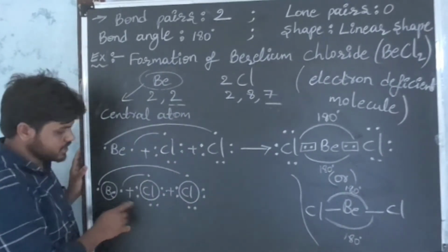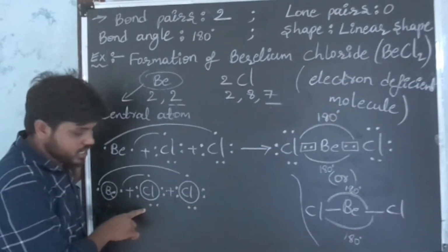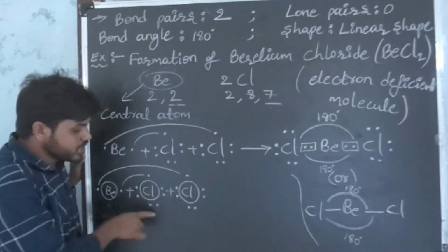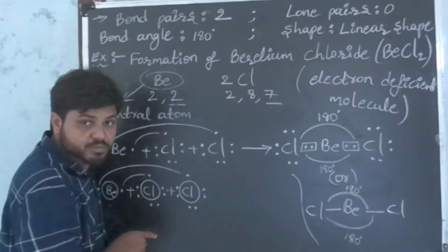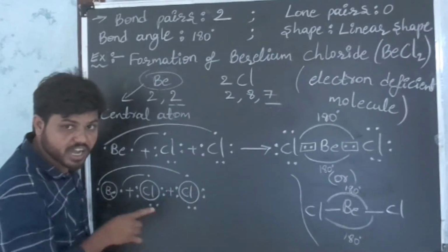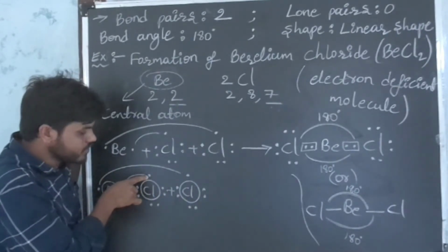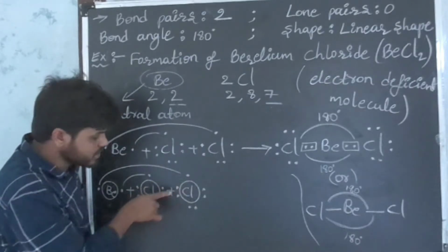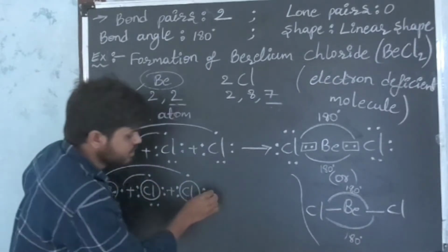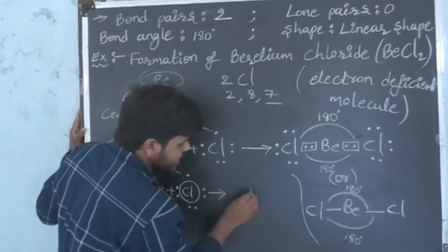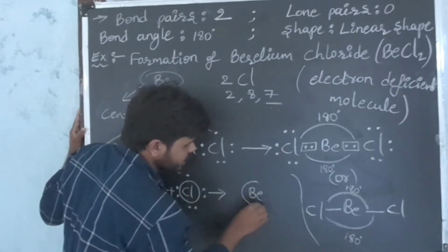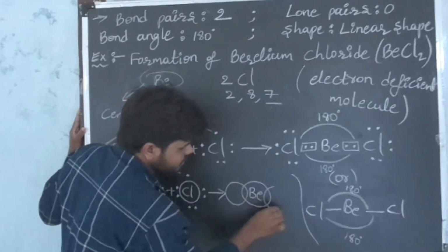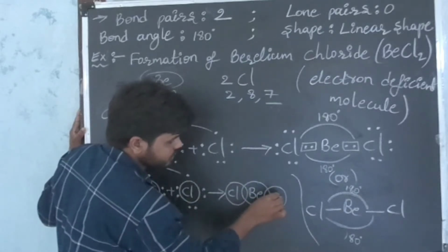Two bond electrons are there. Now, in each chlorine atom, 1 bond electron and 6 unbonded electrons are there. Unbonded electrons means the electrons which are not participating in chemical change. Finally, we get beryllium as the central atom, and we get 2 chlorines like this.